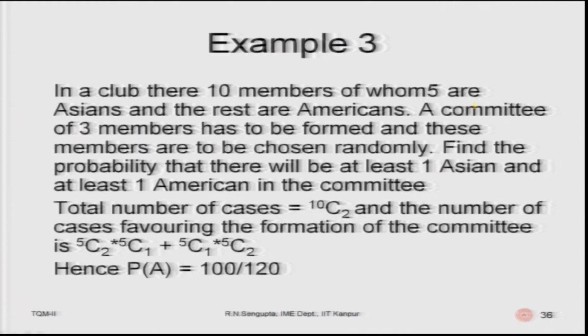The total number of cases would be 10C3, and the number of cases favoring the formation of the committee would be given as follows. If there is at least one Asian and at least one American, the combination can be 2 Americans and 1 Asian, or 2 Asians and 1 American. So, the combination will be 5C2 into 5C1, that is the first case, which means 2 Americans and 1 Asian, and the second case would be 1 American and 2 Asians, again 5C1 into 5C2. So, the total probability comes out to be 100 by 120.